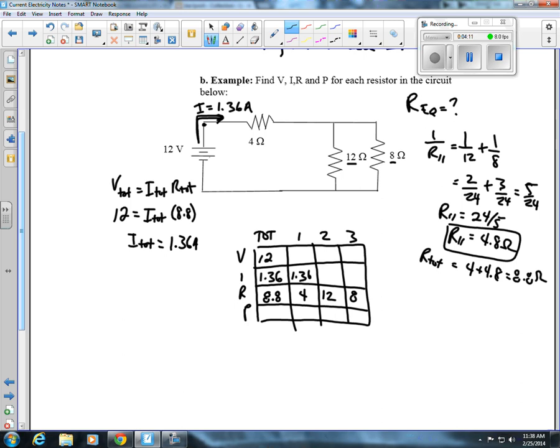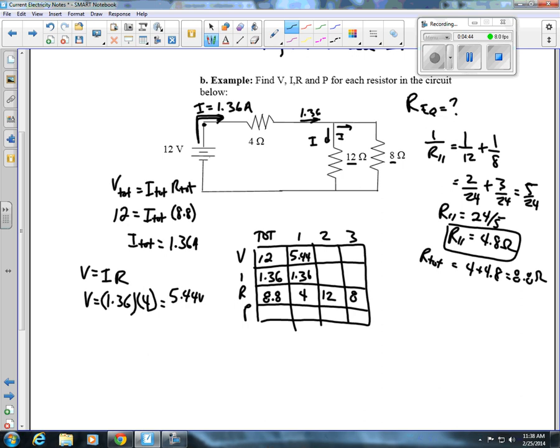Now I can find the voltage there, again, V equals IR. So V is 1.36 times 4, and that's going to give me 5.44 volts. So I'm going to put in here 5.44. Now, I know that when my 1.36 is getting to this point, it's going to split into 2 different currents. And I don't know how big each one is.